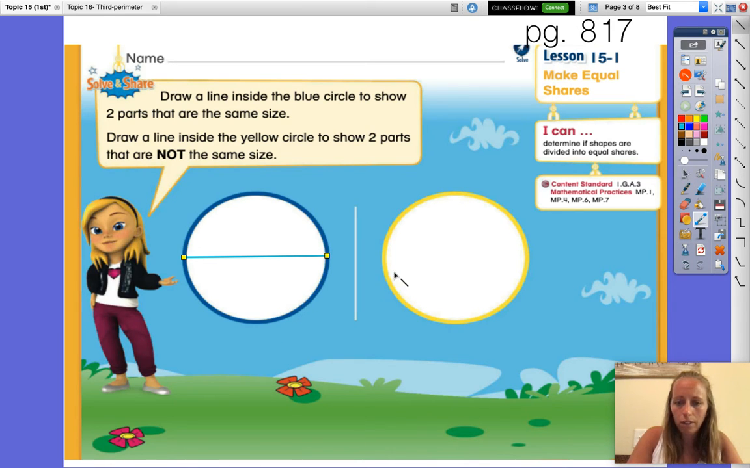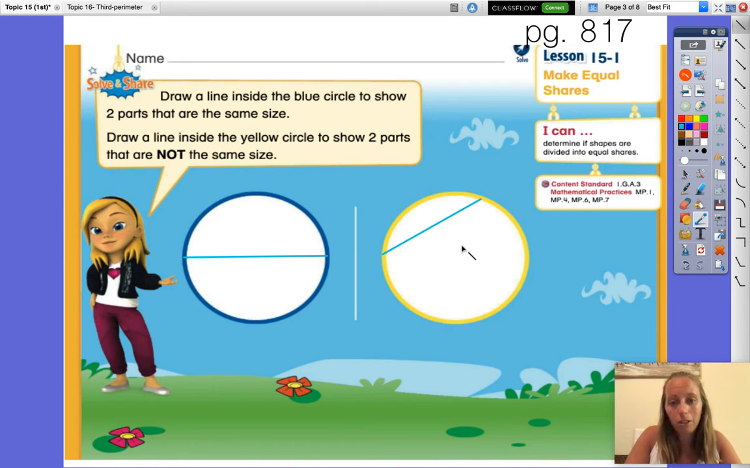But I want to go into the yellow shape and do the same thing, but this time I have to draw 2 parts that are not the same size. So I'm going to make one really small part. So if I were sharing a pizza with this person, so Miss Black gets this half and this girl gets the other half, we would both get the same amount, right? So that we have equal shares. She gets half and I get half.